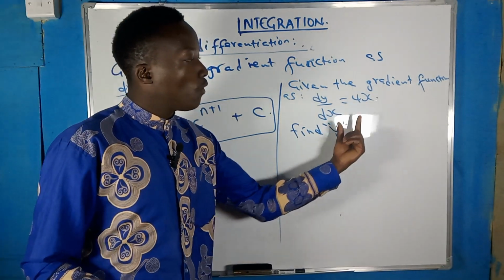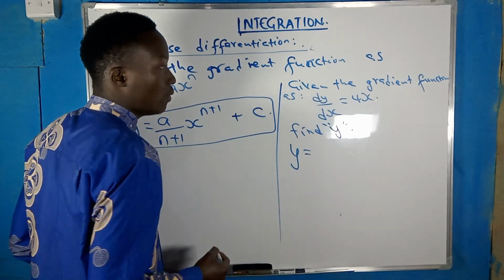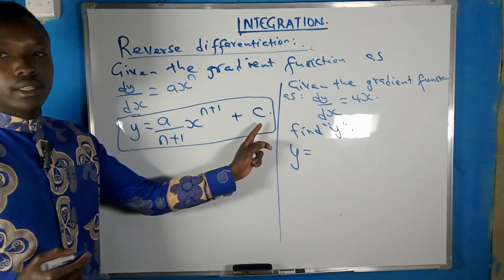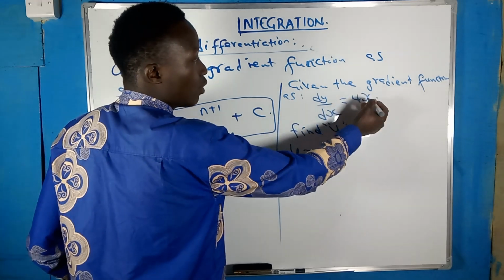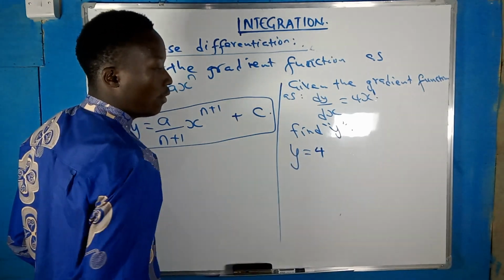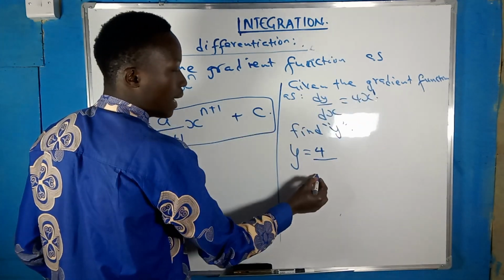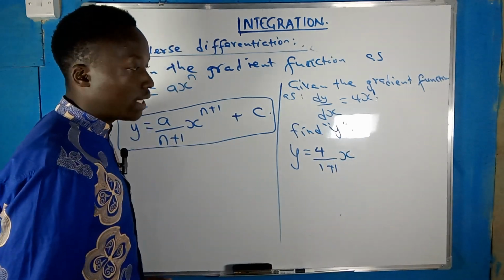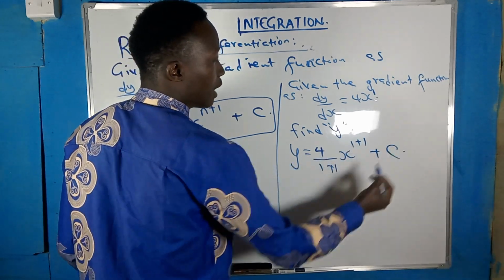So for us to find the function of y in this example, remember that this is the rule we are using to integrate. We will take note that dy over dx is equal to 4x to power 1, the power of x is 1. So we take our constant 4, then our denominator will be the power of x, which is 1 plus 1. Then we hold our independent variable x, then we add the power plus 1, then we add a constant.